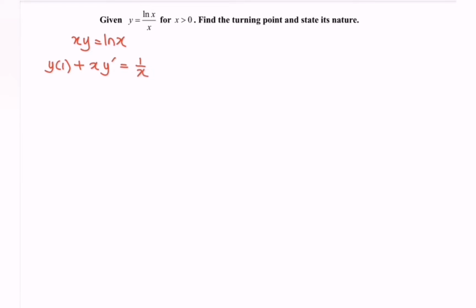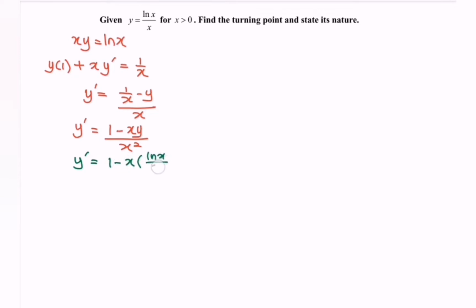Kindly rewrite the situation so that we have the first derivative is equals to, we have 1 over x minus y over x. So rewrite. So y prime is equals to, we have 1 minus xy over x squared. So if we substitute the y, we will obtain y prime is equals to 1 minus x times y, where y is ln x over x. So finally, the dy/dx is equals to 1 minus ln x over x squared.